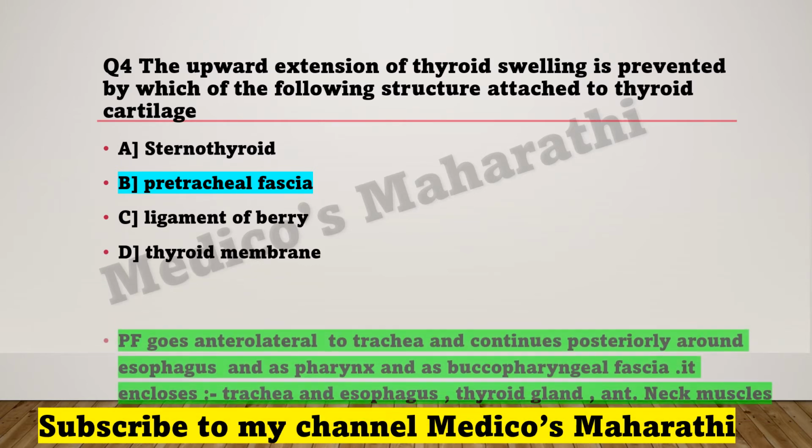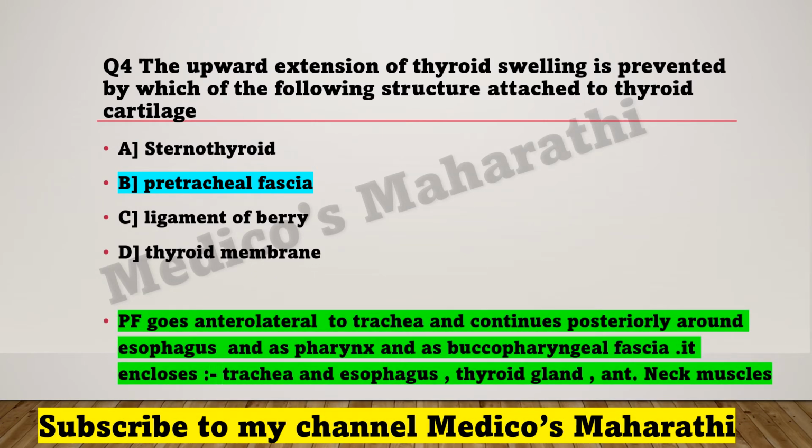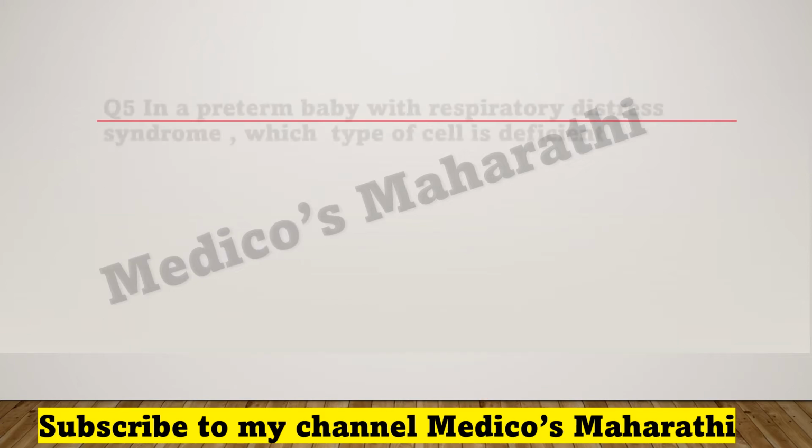So let's see. My dear friends, pretracheal fascia goes anterolateral to trachea, and it continues posteriorly around the esophagus and pharynx, as buccopharyngeal fascia. It encloses which structures? Trachea, esophagus, and thyroid gland, and the neck muscles. Okay, what is it enclosing? Four structures: trachea, esophagus, thyroid gland, and neck muscles. So the correct answer is pretracheal fascia because it is preventing the upward extension of thyroid swelling. Okay, what is next question?